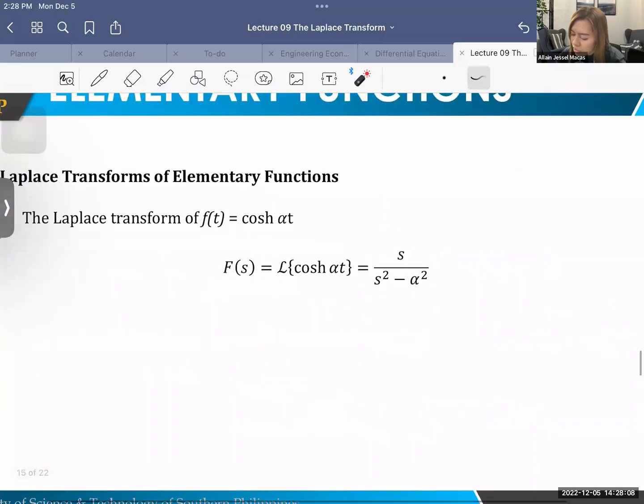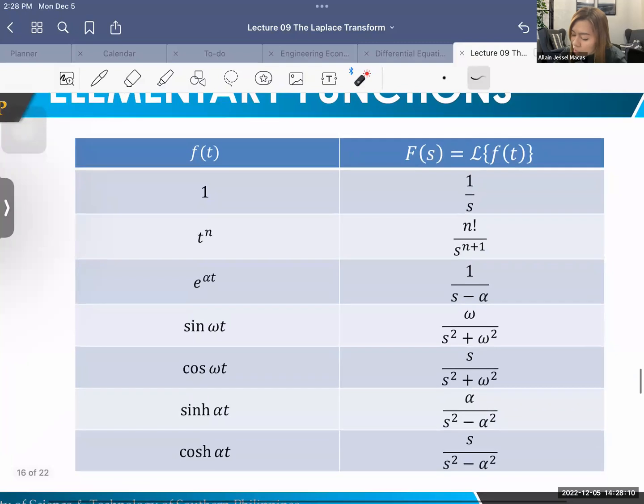So this is the hyperbolic cosine. So here's the table. You can memorize it, or if you want, you can recall our derivation from earlier, so it will be easier for you to remember.